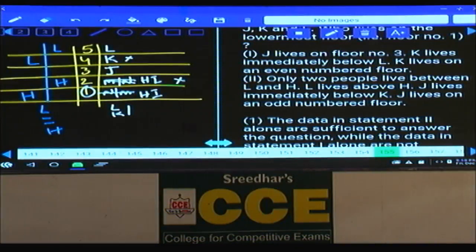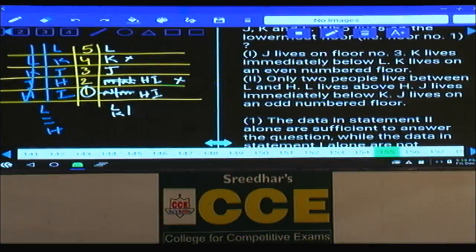J lives immediately below K. What about this J? J lives immediately below K. And J lives on an odd number floor. As J lives on an odd number floor, this case is completely ruled out. J cannot be on the odd number floor. Then who is the person left over here? I is the person left over. Then what is the answer here? Only 2 alone is sufficient.